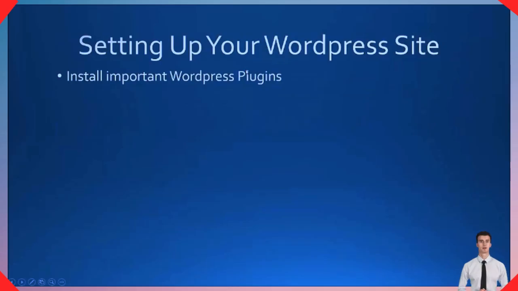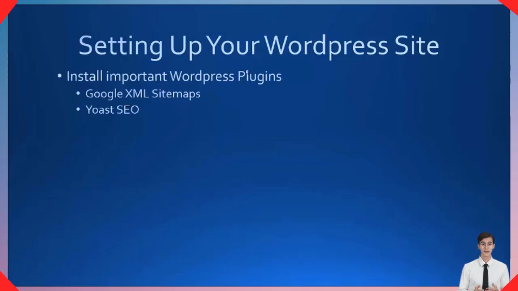Next thing you want to do after setting up your site is install important WordPress plugins. So here are some important plugins. The Google XML Sitemap plugin is a really good one. The Yoast SEO plugin, that one is a tremendous plugin. It gives you really good search engine features, so you can have title tag and all that kind of information showing up for your users. So the Yoast SEO plugin is phenomenal.